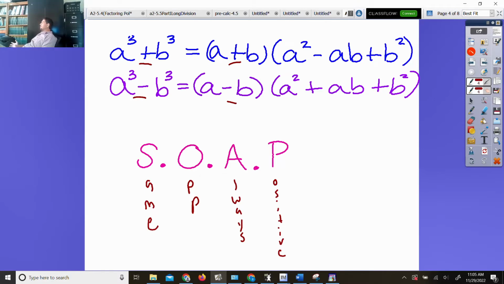There you go, that's SOAP. That helps you with signs. You still have to memorize the letters.